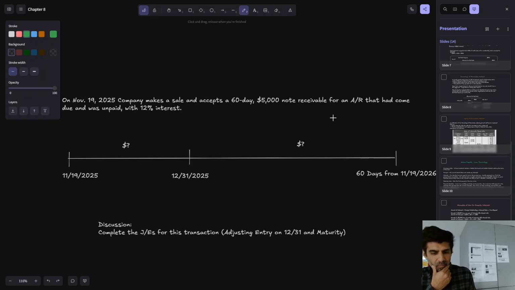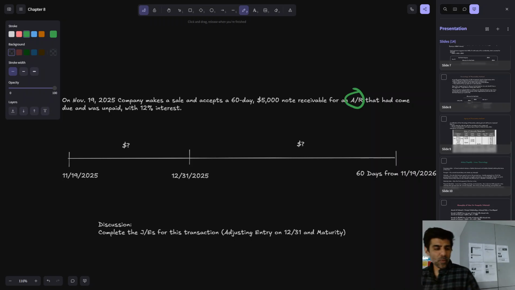Okay, so just do the journal entry. It's a little weird. What we're doing here is we're converting an account receivable. So this is basically what happened: this customer of ours had an account receivable. They're like, I can't pay you right now. So what we're doing is we're converting that account receivable to a note receivable. Okay, so that's part of this journal entry. And it's now 60 days.